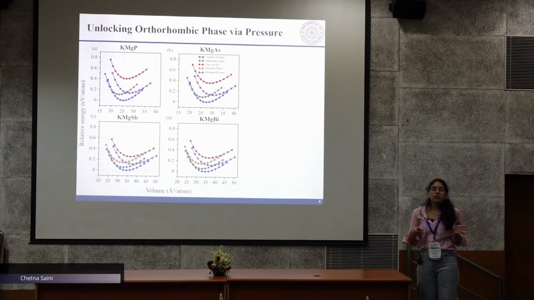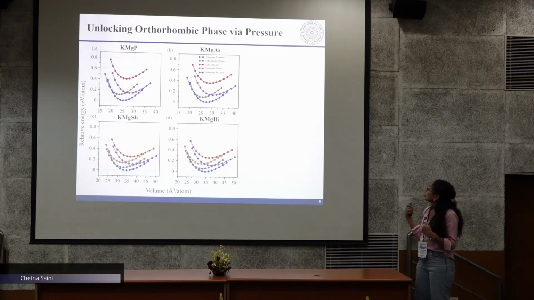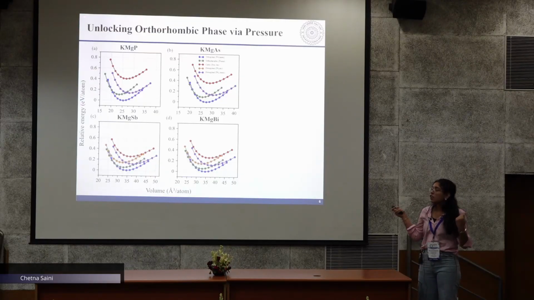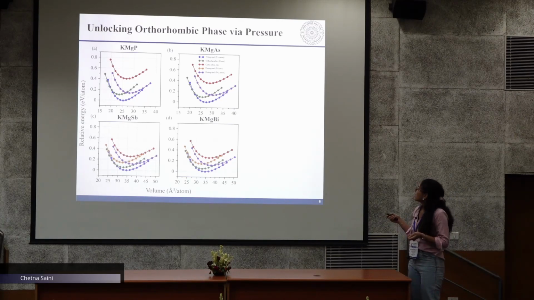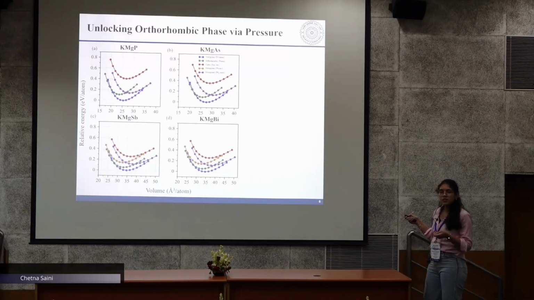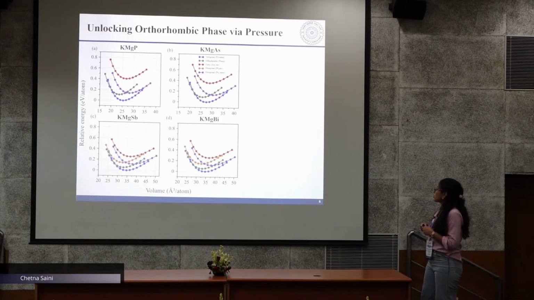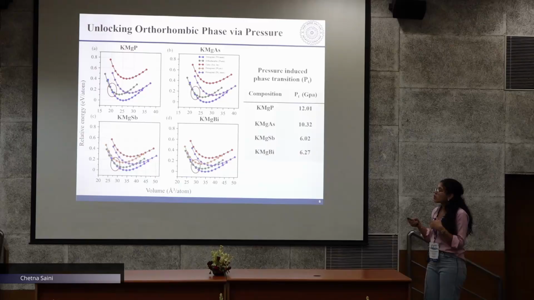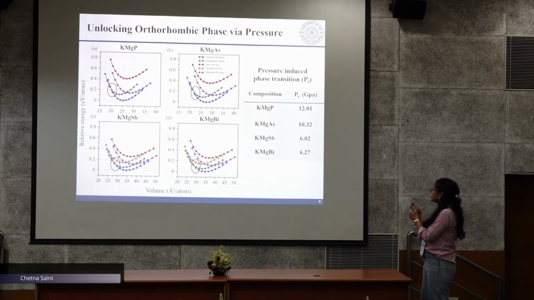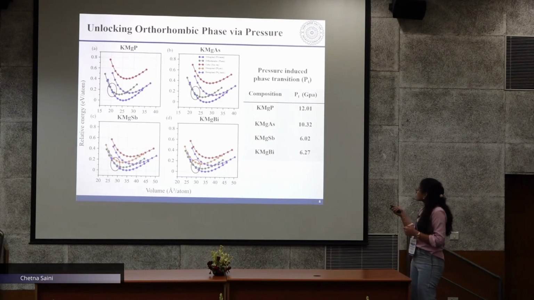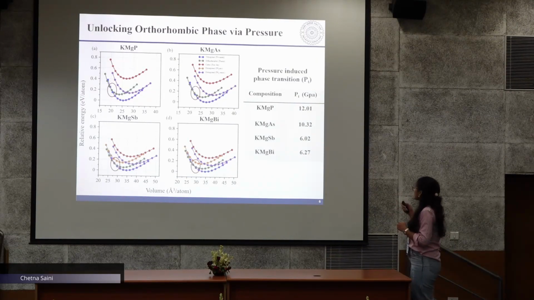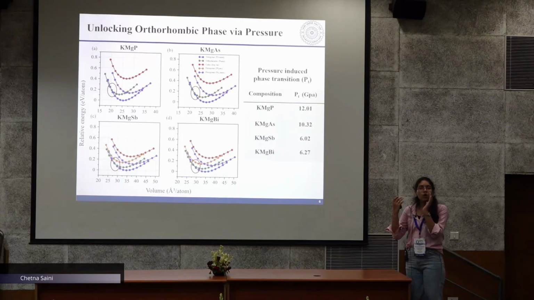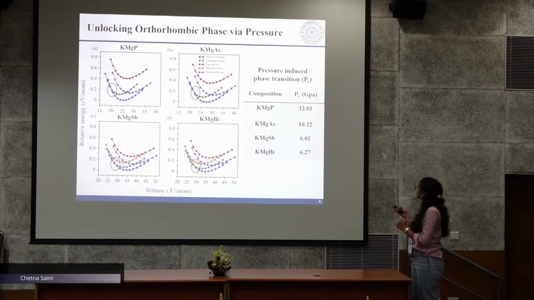With this framework, we will discuss the first part of our methodology, that is unlocking the orthorhombic phase via the pressure induced phase transition. For all the structural phases of KMGX, we plot the equation of state curve. Here the blue line represents the tetragonal phase while the green line represents the orthorhombic phase, and this crossing represents the possibility of phase transition from the tetragonal phase to the orthorhombic phase. At this crossing, we calculate the phase transition pressure, which is summarized in this table. So this is the condition for getting an orthorhombic phase of the KMGX family.